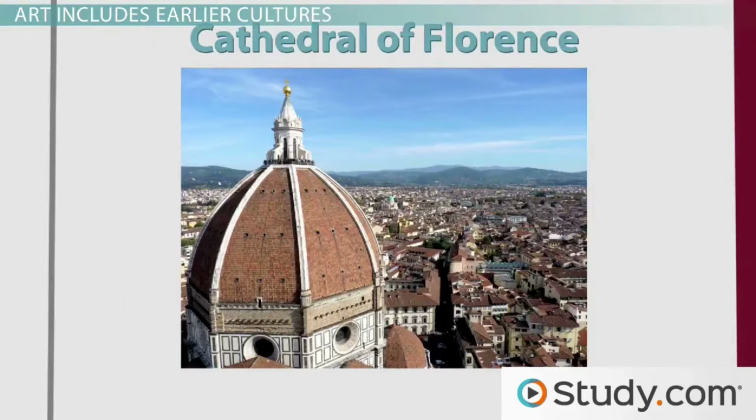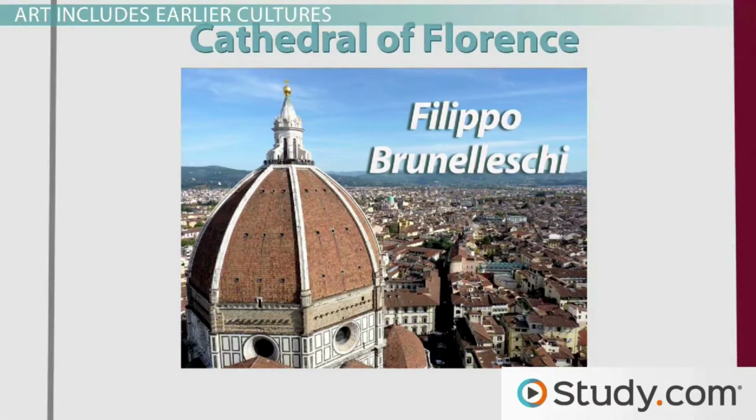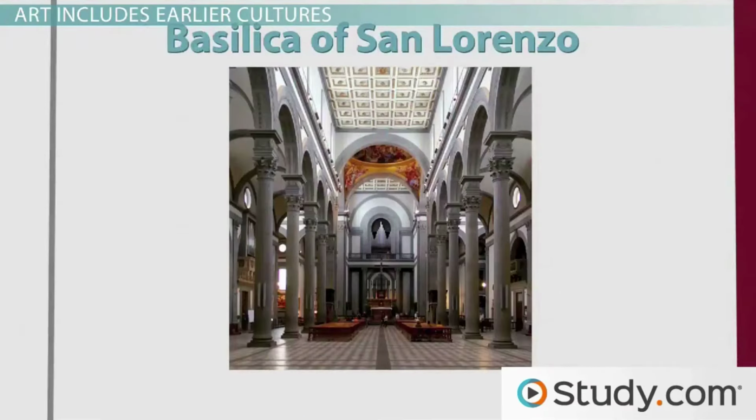Or take a look at this one, the Cathedral of Florence, whose dome was engineered by one of the most famous Renaissance architects, Filippo Brunelleschi. He was also fond of the Roman arch, as we can see in his work at the Basilica of St. Lawrence. In all of these feats of architecture, we can see the classical Greek and Roman influences of symmetry, proportion, and geometric design.